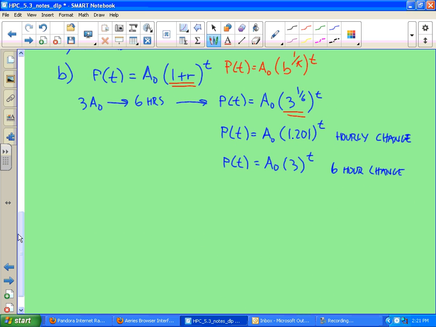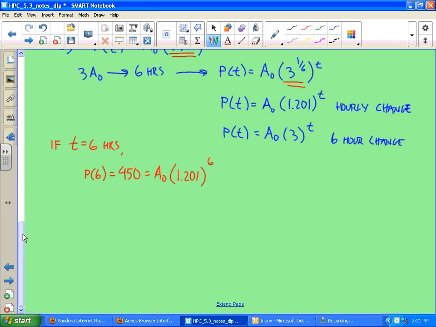Well, how much did we begin with? So if T was equal to 6 hours, then 450 bacteria, according to that table, is equal to the initial amount of bacteria, which we're trying to find, times 1.201, let's just use that one, to the 6th, since this is happening for 6 hours. So we can go ahead and find A sub O. Somebody tell me what 1.201 to the 6th is. Great. Of course it is, because that's what that number is: 3. A sub O times 3, so we get A sub O equal to 150. Right, there's our initial amount.